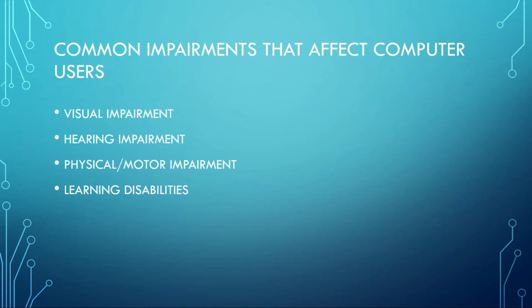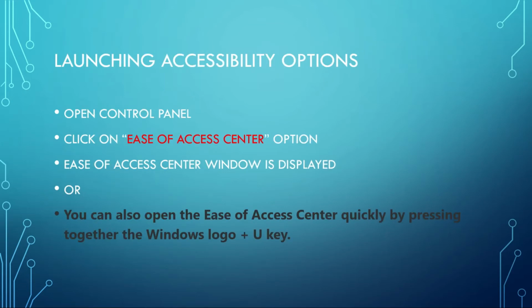Now let us discuss this a little bit. Launching accessibility options, what could you do? Of course, we will go to the practical application, but you see the steps for how to do this. Open Control Panel, click on the Ease of Access Center option, then the Ease of Access Center window will be displayed. You can also open it by pressing the Windows logo key, there are two Windows logos on the left and right side of your normal keyboard and on the laptop keyboard, and then press the U key.